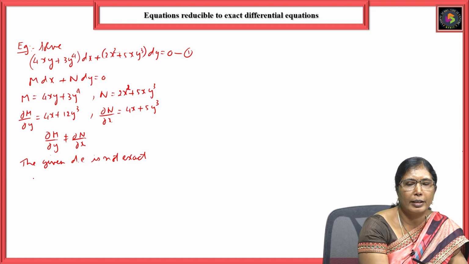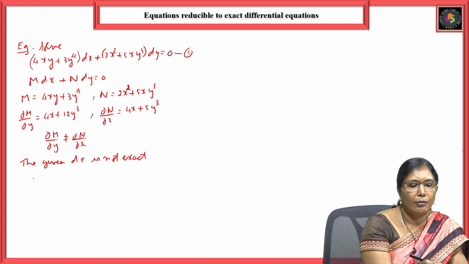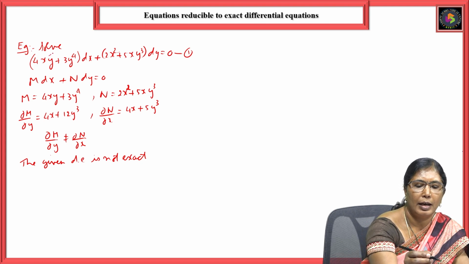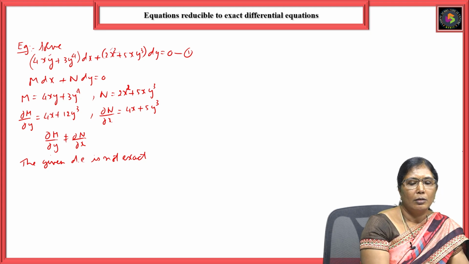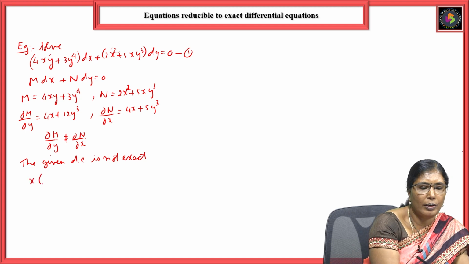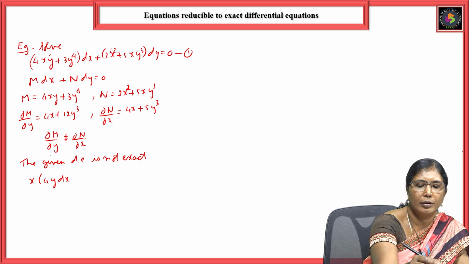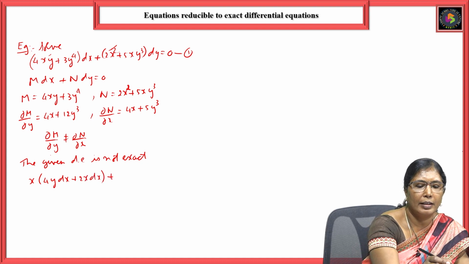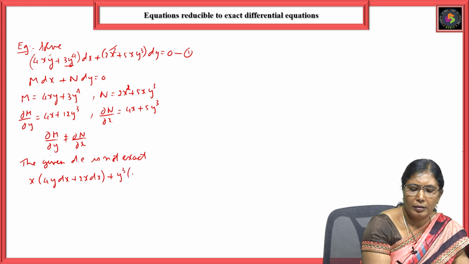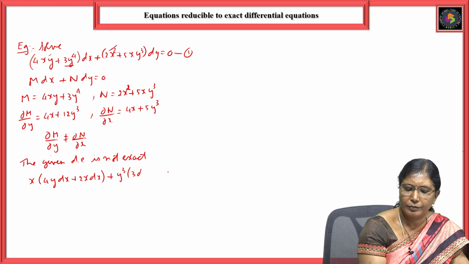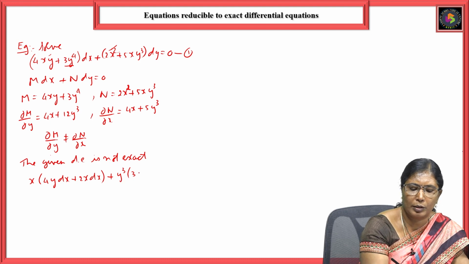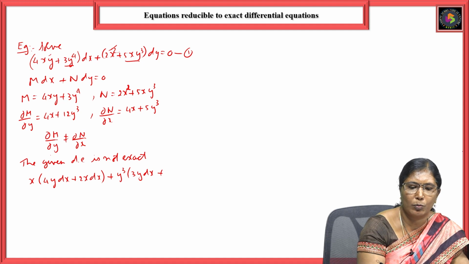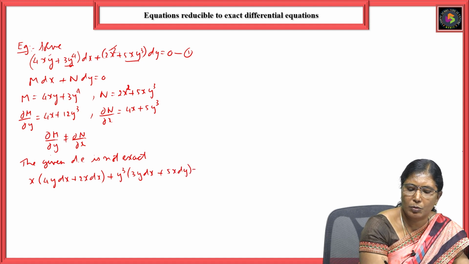So what is the fifth method? You should write it in that form. So in equation 1, we can write it in the form by taking terms common in the first term and in the second term. In the first term, if I take x common, what do you get? x times 4y dx, and in the second term, if I take x common, plus 2x dy. Next term, if I take y cube common in this term, what do you get? y cube times 3y dx, plus in this term, if I take y cube common, what do you get? 5x dy is equal to 0.